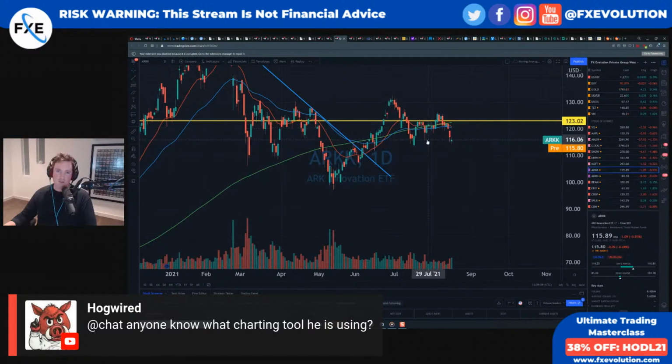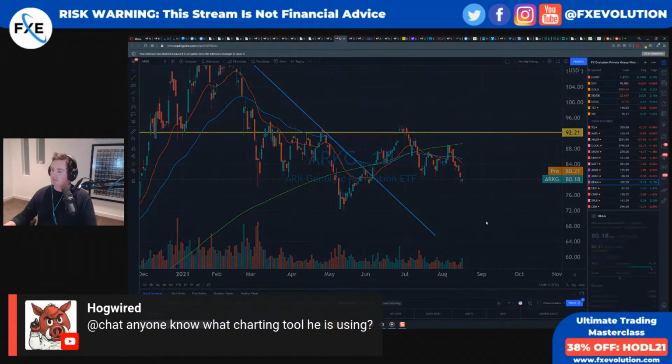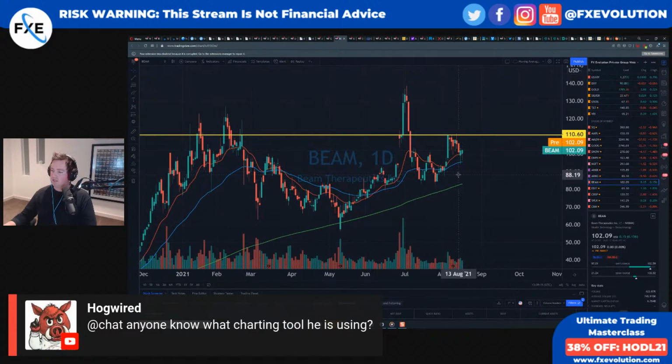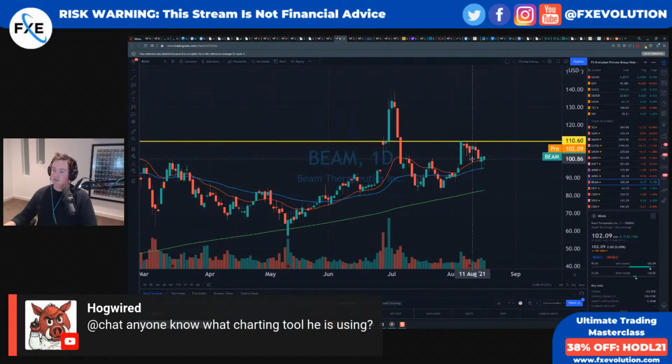ARK K continues to weaken here. ARK G continues to weaken right now. Beam, actually pretty strong. Beam's been doing really, really well. As I've said, there's lots of buying going on here. I'm not sure if it's Cathie Wood or somebody else buying Beam. But if the market does fire up, I could see this thing exploding. It's a very risky stock, guys. Let's go over to some of the questions while we keep going through here.